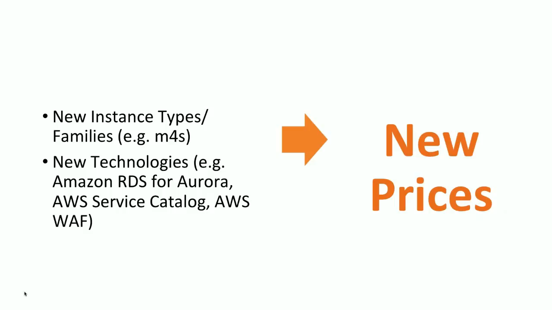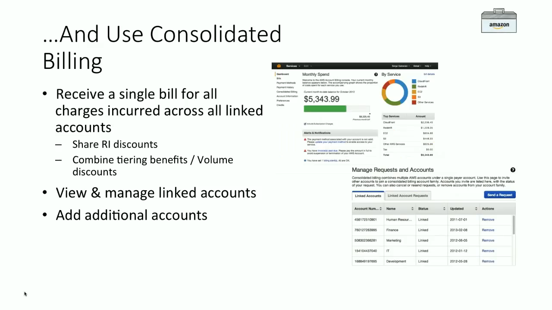And then finally, we want to use consolidated billing. So the ability to link AWS accounts together so we can actually reduce our overall spend. And we do this by leveraging multiple accounts, aggregating the usage, and then achieving volume discounts on storage and compute with things like reserved instances.